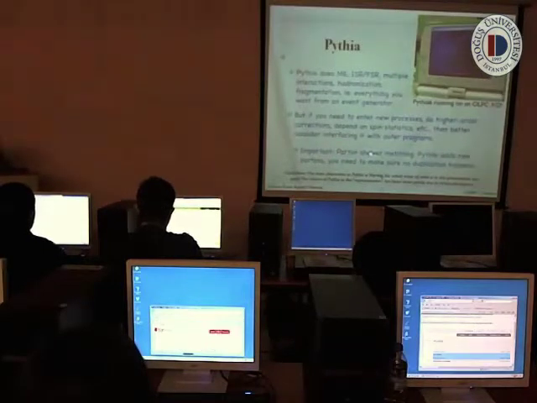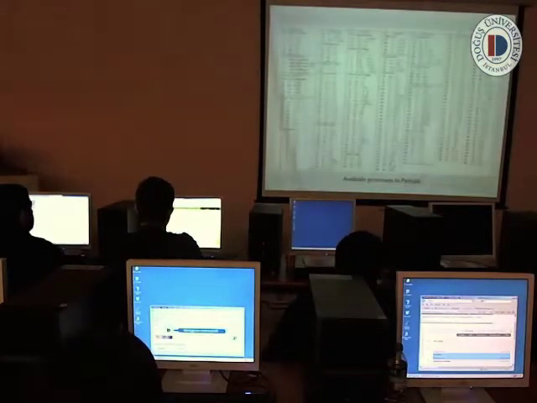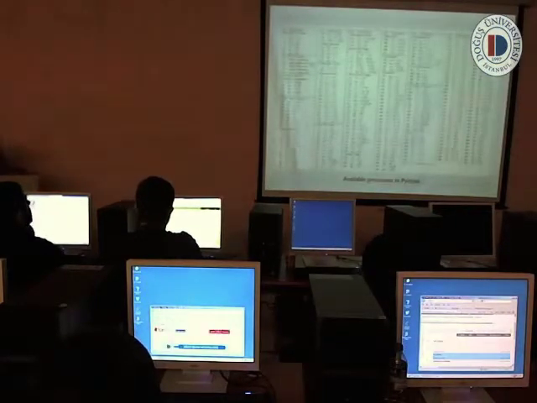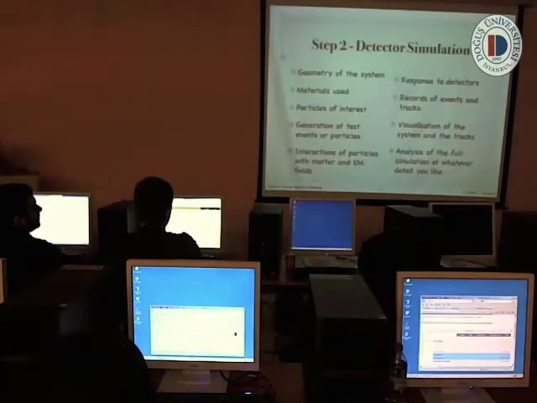Okay. So perhaps Gürkan is also going to cover a bit about what you have to do here. By the way, here are the processes that are available in PYTHIA, so it is not so bad on its own either. But okay, so this is our first step.